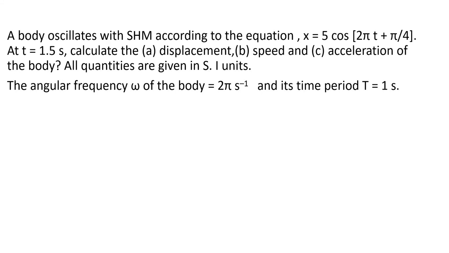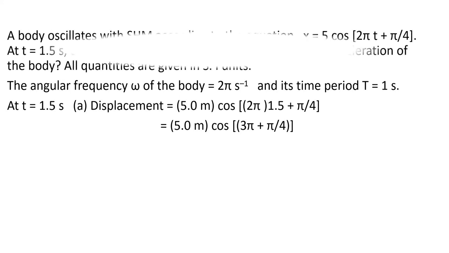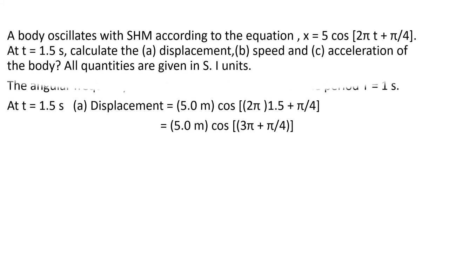Is it clear? Why is omega equal to 2 pi? Omega can be written as 2 pi by T. So 2 pi by T is equal to 2 pi, so T is equal to 1 second. Now at t equal to 1.5 seconds, we have to find the displacement. So you can substitute t equal to 1.5. So 5 into cos(2 pi into 1.5 plus pi by 4). So 5 into cos(3 pi plus pi by 4).